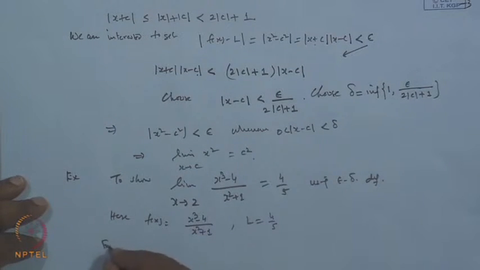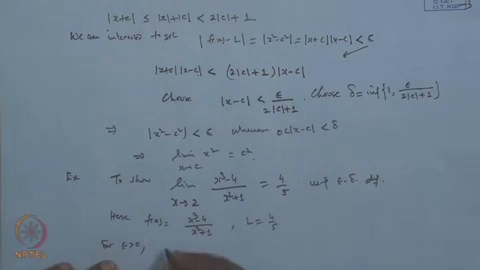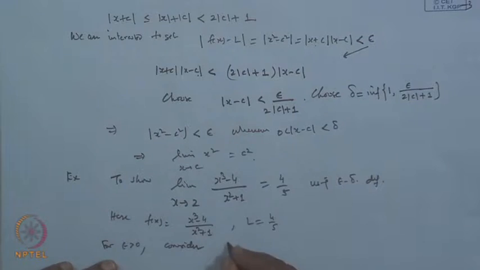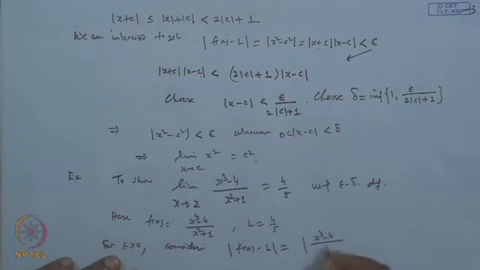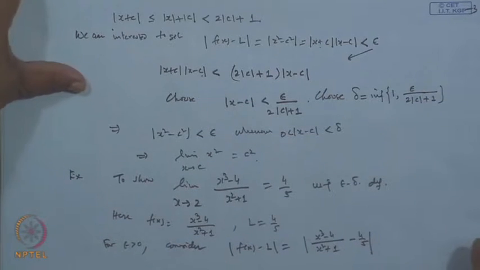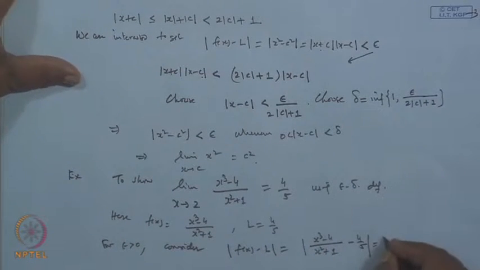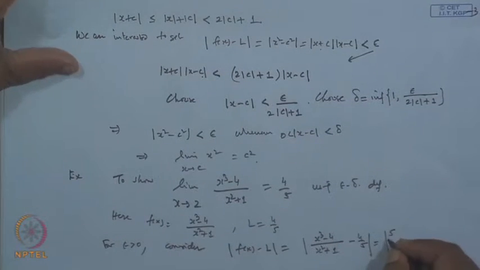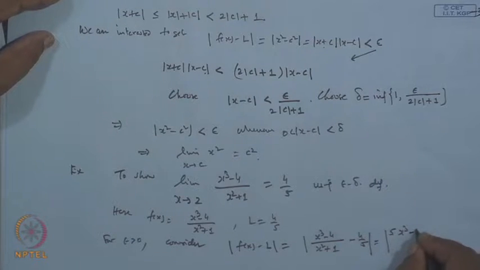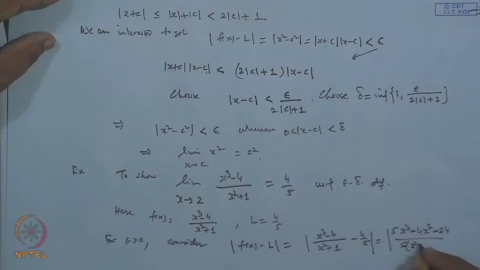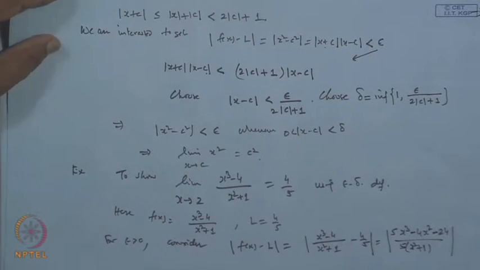So, for a given epsilon greater than 0, let us first consider the difference f(x) minus L. This f(x) minus L is (x cube minus 4)/(x square plus 1) minus 4 by 5, and if we solve it, the value will come out to be mod of (5x cube minus 4x square minus 24) divided by (5(x square plus 1)).